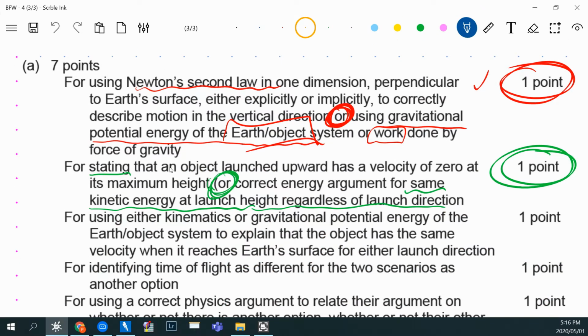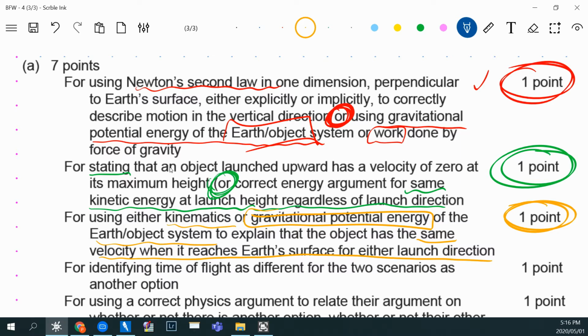All right, let's see if I earn the third point here. To earn the third point, I could have used either kinematics, which I did not do, or gravitational potential energy, yep, that's my approach for sure, of the Earth object system to explain that the object has the same velocity when it reaches Earth's surface for either direction.